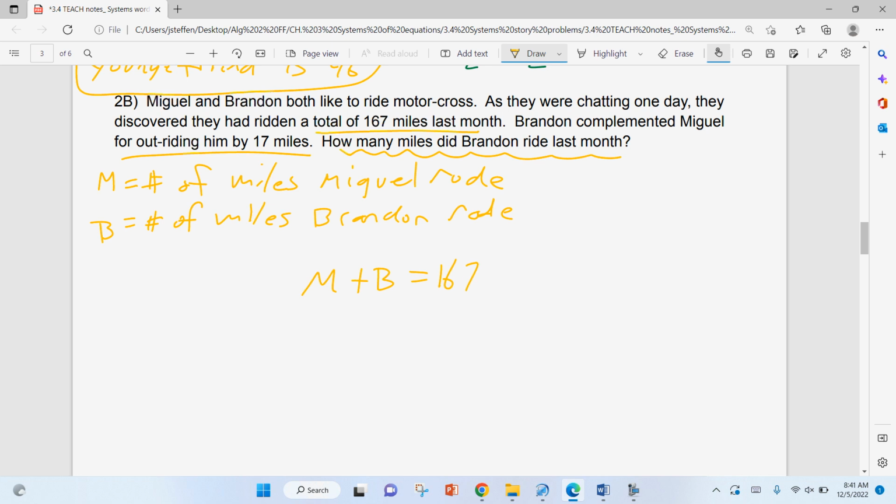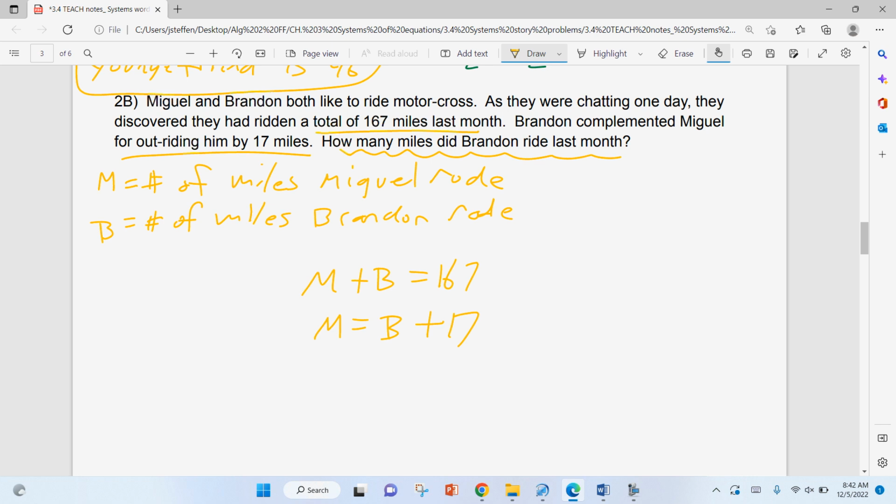So again, that first equation, m plus b is 167. The second equation is the kicker. This is the one that you just have to be careful with because it confuses me. So I have to read it slowly. I have to make sure. Brandon complimented Miguel for outriding him by 17 miles. So one way to look at this is right away when we read that, who should have the bigger number? Miguel should. Brandon said Miguel outrode him by 17 miles. So Miguel is equal to Brandon plus 17.